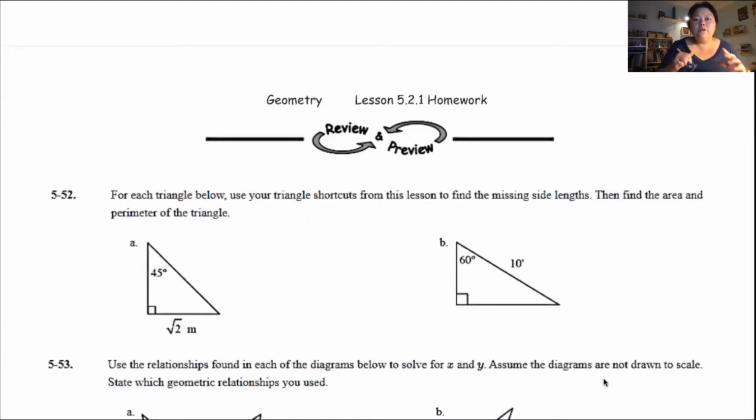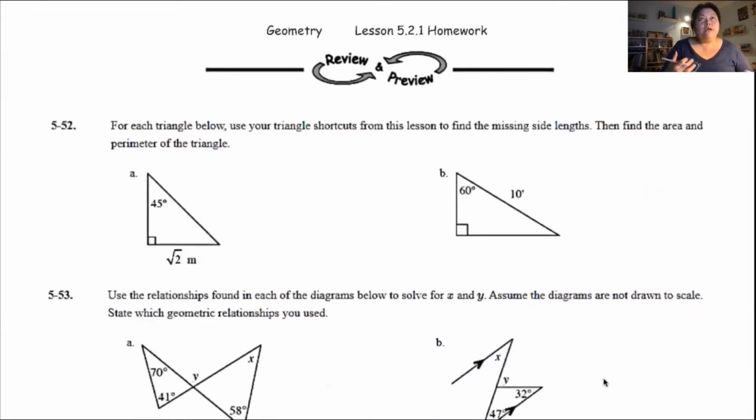Okay, so we're going to cover the homework of 5.2.1. So let's start with the first problem. We have now been introduced to the special right triangles. So the first problem is going to use the same ratio that we learned to figure out all the missing sides, right? It says for the triangles below, use your triangle shortcuts from this lesson to find the missing side lengths, then find the area and perimeter of the triangle.